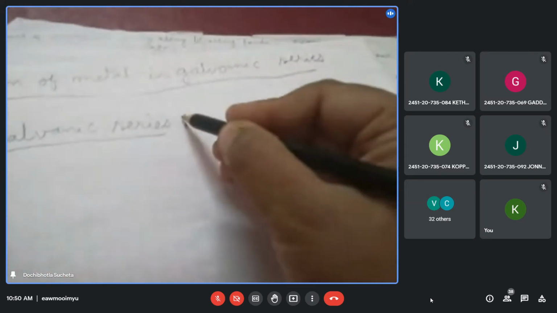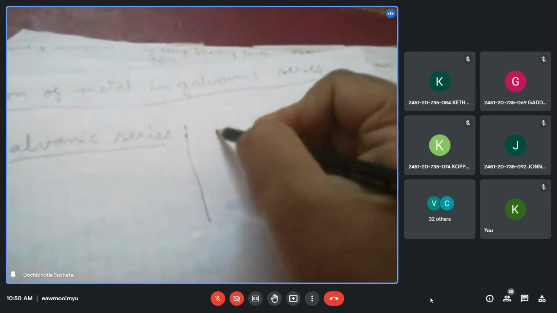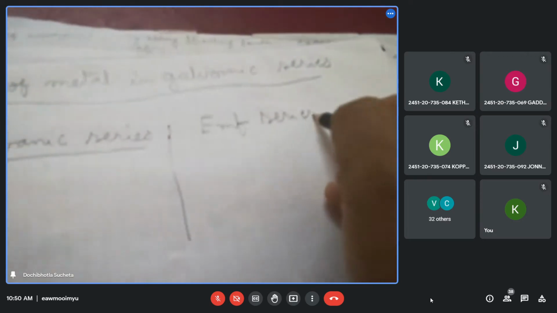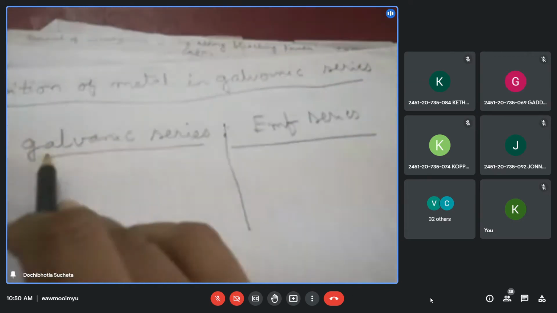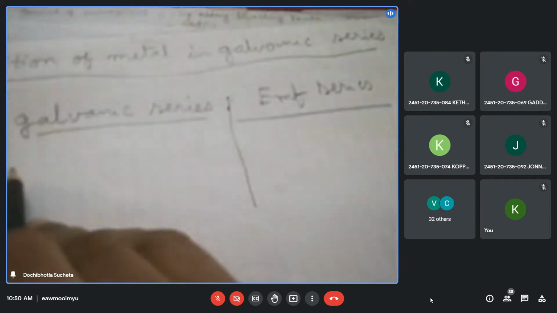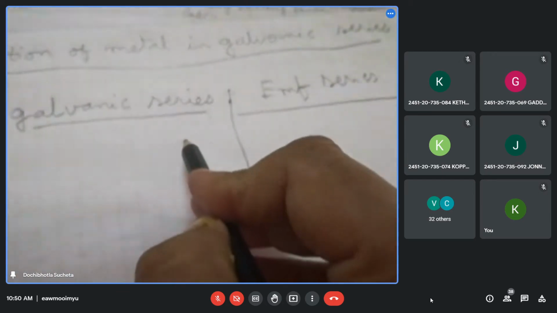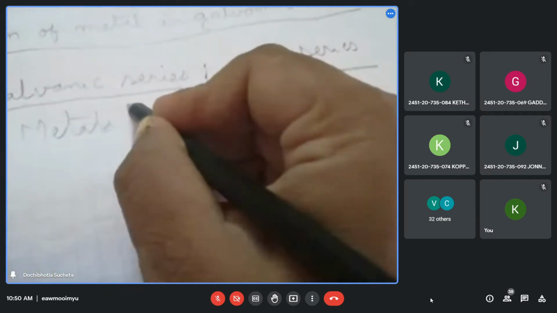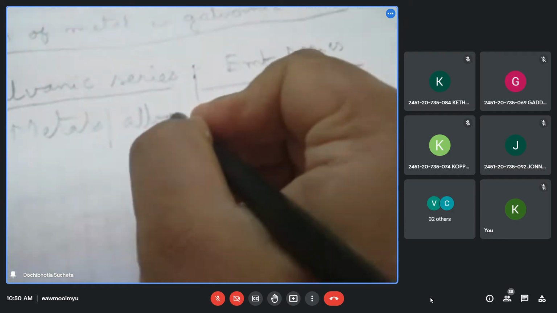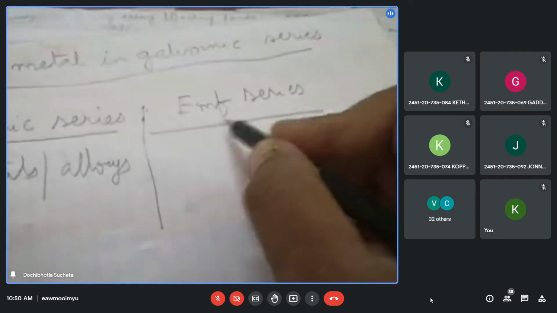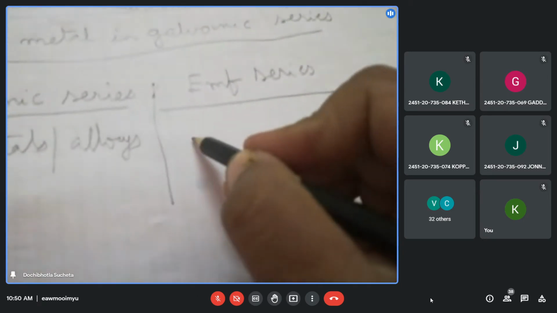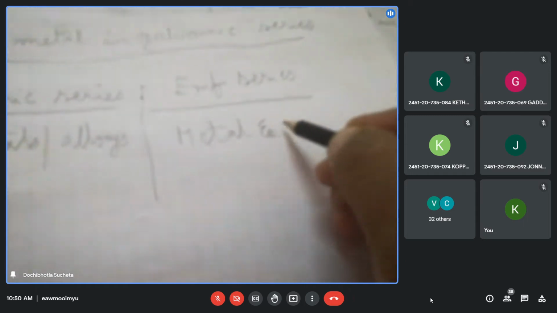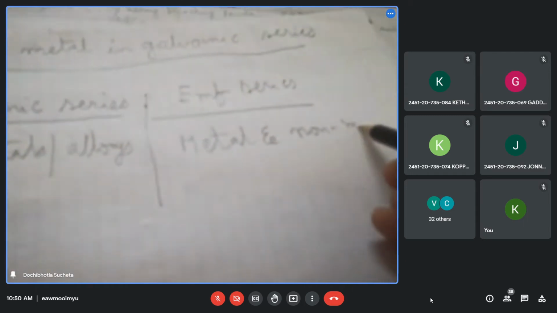What is the difference between galvanic series and EMF series? Please write down. Galvanic series includes metals and alloys. It will include various metals or alloys. Whereas the EMF series will have metals and non-metals. That's the first one.